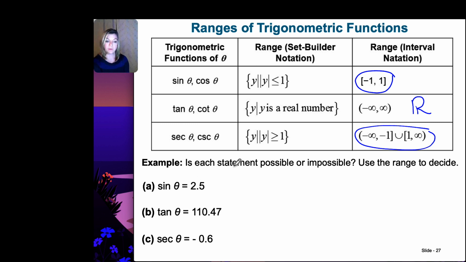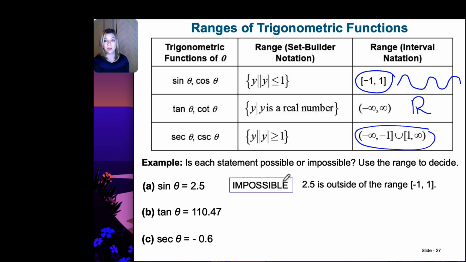Well, when you're asked a question like this, make sure you refer to the range. We know that sine goes up to +1, down to -1, like it bounces in between +1 and -1, but it never goes above or below that. So it couldn't get to this height or this value of 2.5. So that would be impossible. Reason: 2.5 is outside the range of the interval -1 to +1 inclusive.